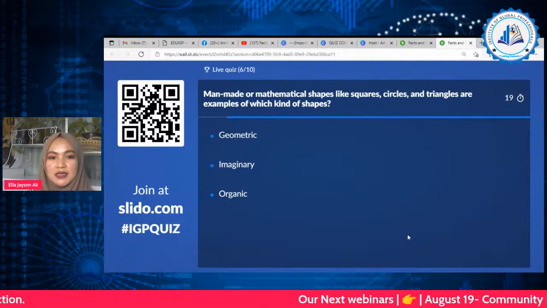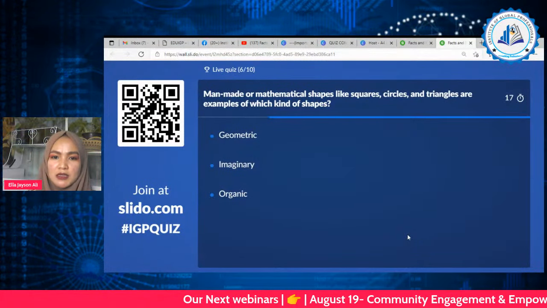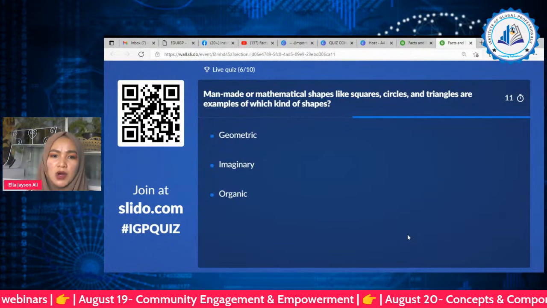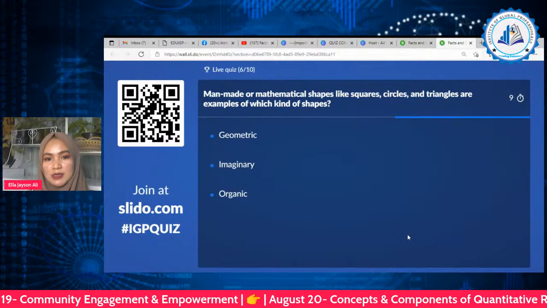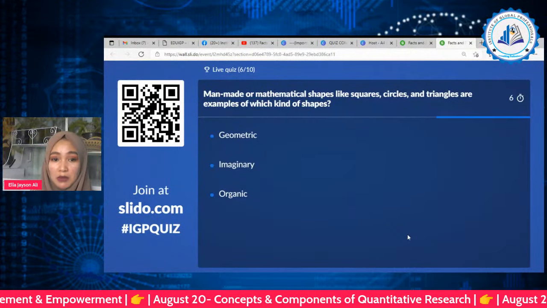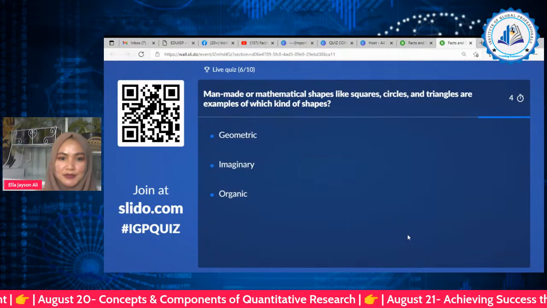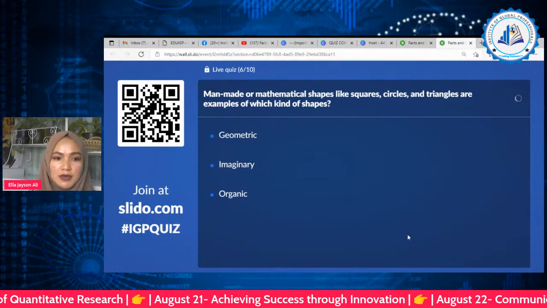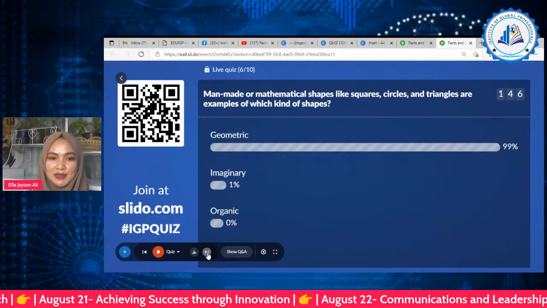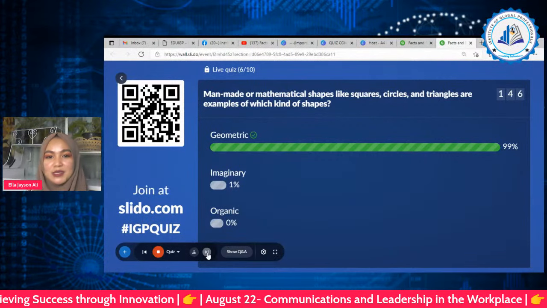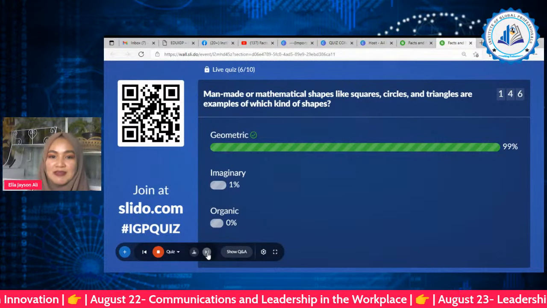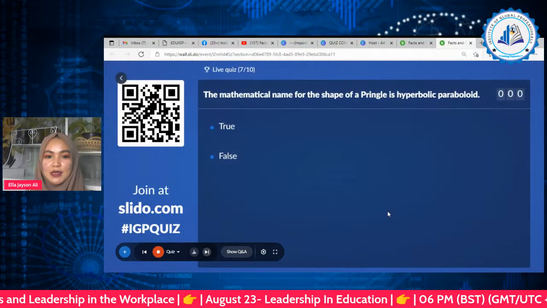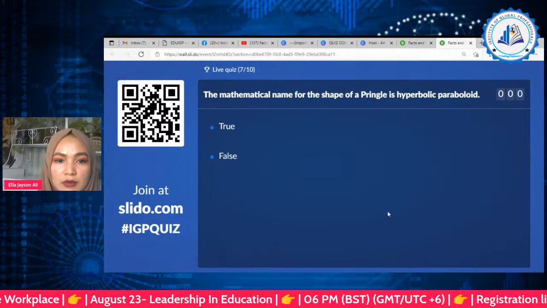The sixth question is, man-made or mathematical shapes like squares, circles, and triangles are examples of which kind of shapes? Is it geometric, imaginary, or organic? Let's see the correct answer. Wow, 99% answered geometric, and that is the correct answer. All right, way to go.